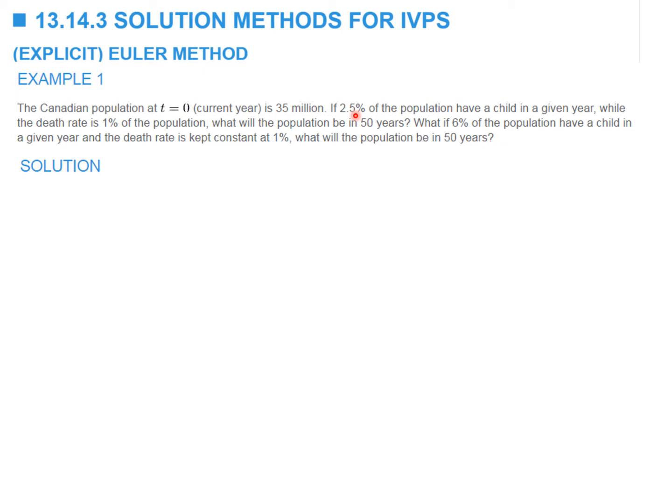So notice we started with a birth rate of 2.5%. So this will be case 1 that we are going to attempt. Another case is, what if the birth rate is 6%? So we're going to increase the rate and see how this affects the error of the method. And in the second case, we're going to keep the death rate constant. Again, we'd like to know what the population will be in 50 years.